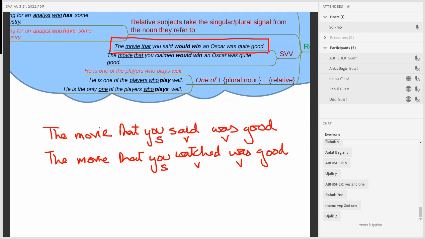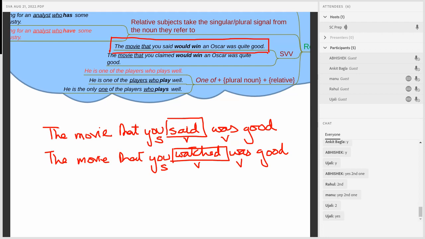Okay, Ujali is also going for the second one. Perfect. Now, very quickly, would you all agree that the only difference between these 2 structures is the verb that we have over here, said versus watched? Right? That's the only difference. Otherwise, they are word for word exactly the same. All right. So yeah, Ujali is confirmed.